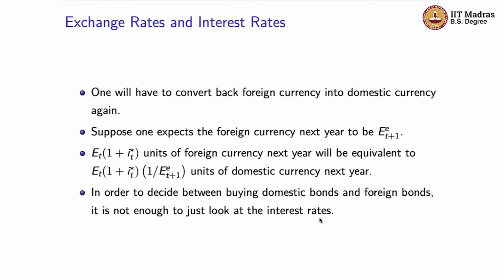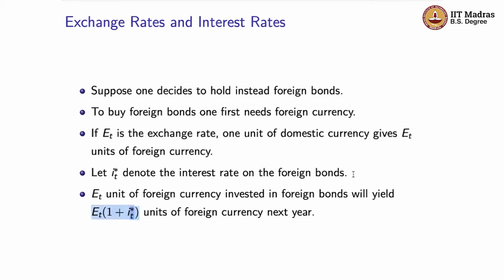So how do we do that? Well, we need to figure out what's going to be the exchange rate next period, right? So suppose that we expect the next year's exchange rate to be E_{t+1}. This is the exchange rate that we expect to prevail. Then E_t times (1 plus I*_t) units of foreign currency next year will be equivalent to E_t times (1 plus I*_t) divided by E^e_{t+1} units of domestic currency next year, right? So what it tells you again is that it's not just enough to compare I_t and I*_t, right?